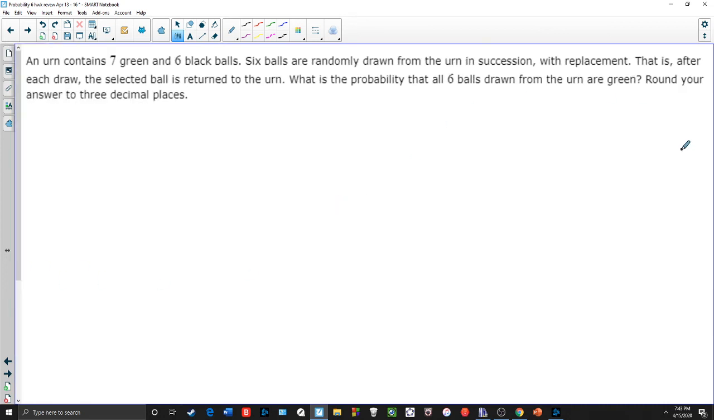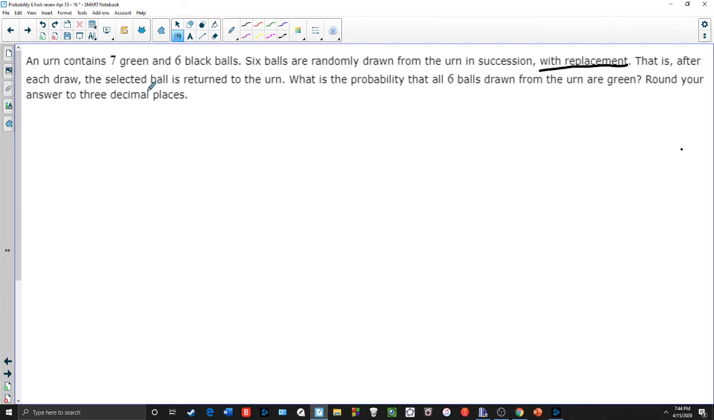And then last one here. An urn contains 7 green and 6 black balls. 6 balls are randomly drawn from the urn in succession with replacement. So that means that after we draw a ball, we put it back in. What's the chance that we draw 6 green balls? In this case, it kind of is telling me the order because it says it wants all the balls to be green. And again, we want to put each ball back after each draw.